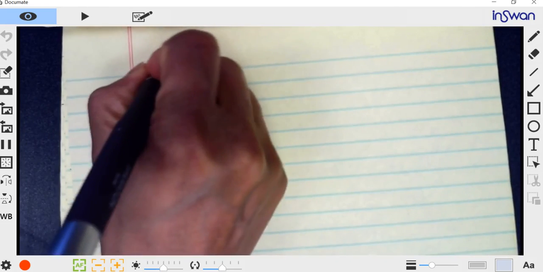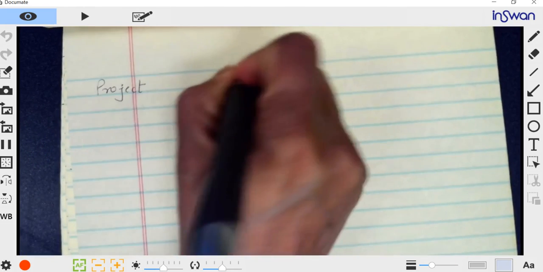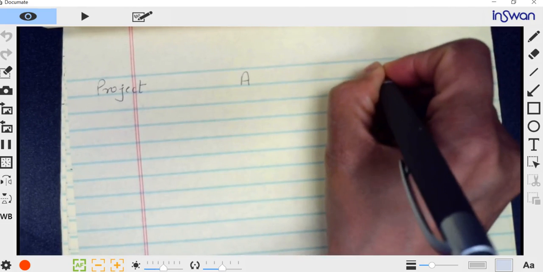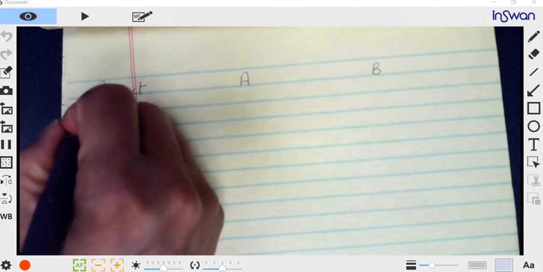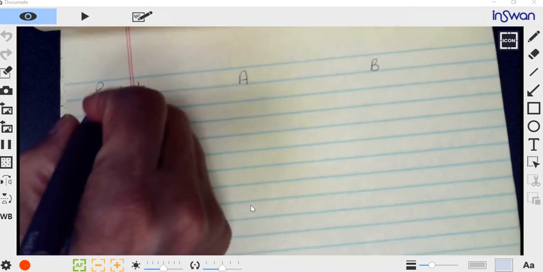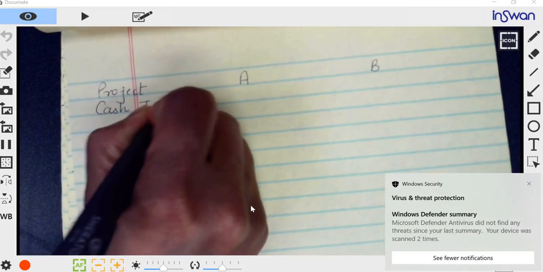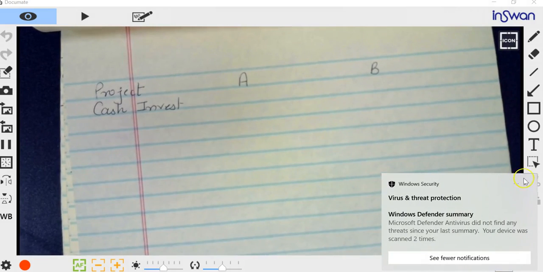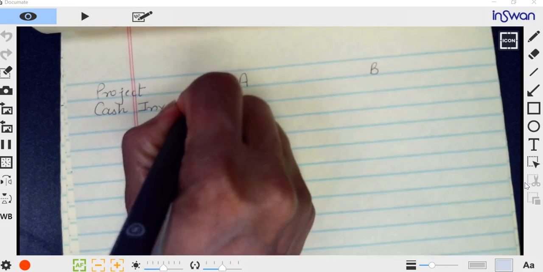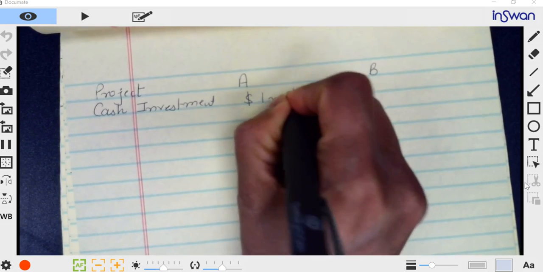Let's assume there are two projects, project A and project B. Let us assume the initial cash outflow, or cash investment, in both the projects is exactly the same, let's say $1 million.